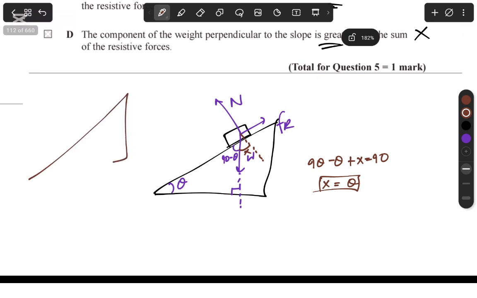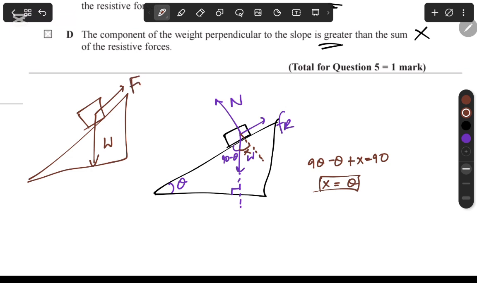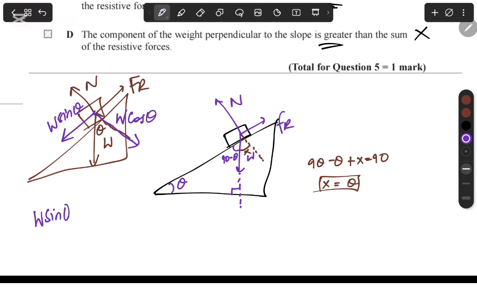So we're going to do the same thing again. We're going to have the weight, we're going to have the resistive force, we're going to have the normal contact, and we're going to have this angle as theta. So we're going to make two components of the weight now. This component right over here is going to be w cos theta, this is going to be w sin theta. Now, since the object is traveling at constant speed, it should be in equilibrium and all the forces must balance out. So w sin theta is equal to the frictional force, or the resistive force, and then the normal contact should be equal to the w cos theta component.